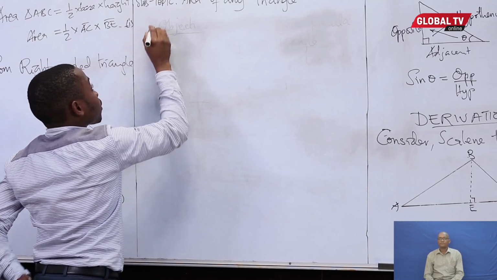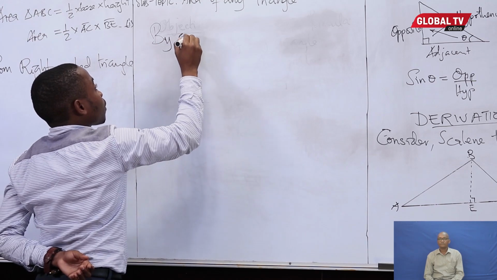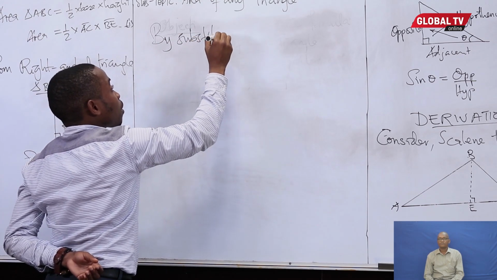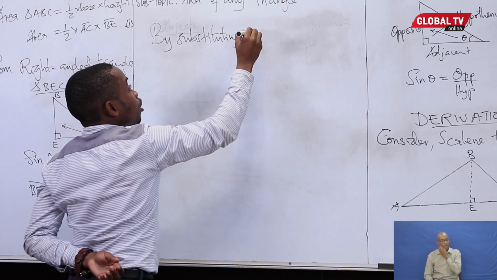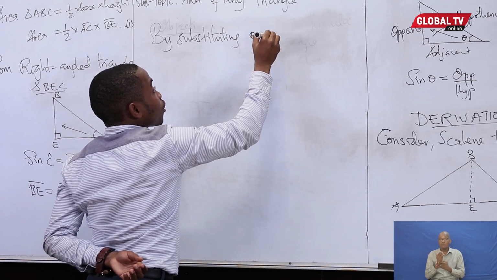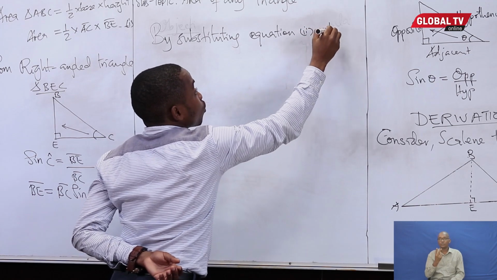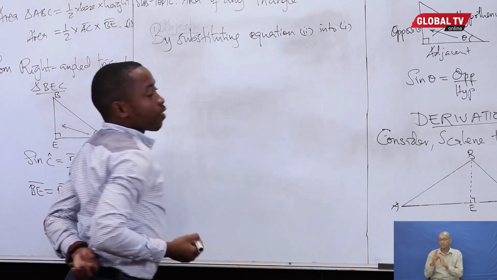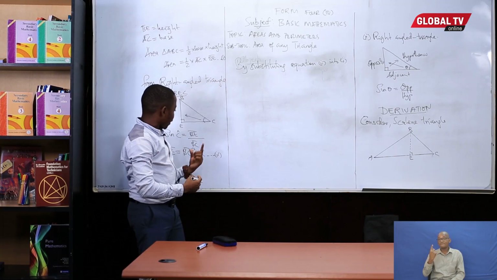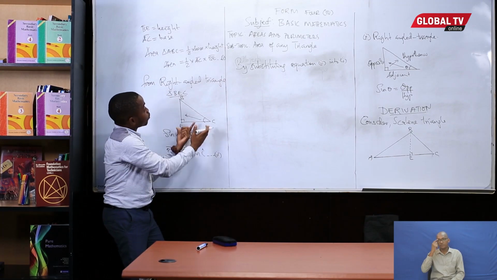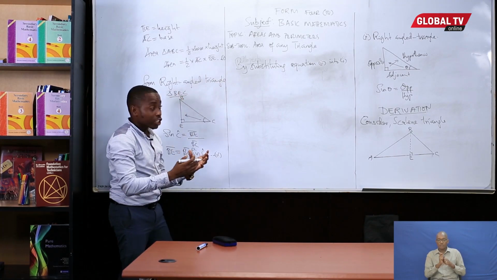By substituting equation 2 into 1, the first equation, if we take the second equation, this one, we substitute it in the first equation, what are we going to get?